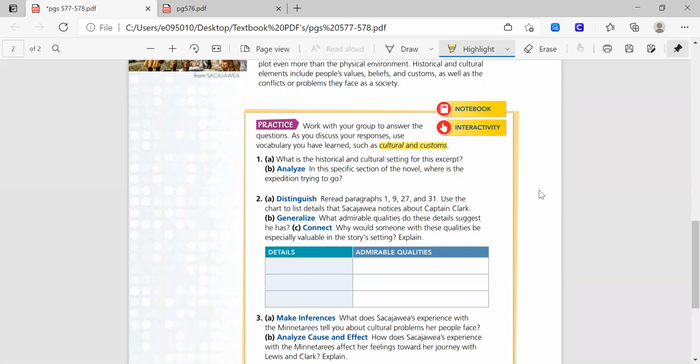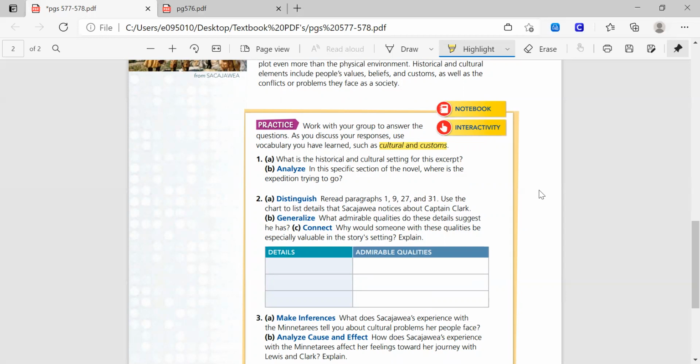And then B, analyze. In this specific section of the novel, where is the expedition trying to go? So in the excerpt that we've read, where is their expedition trying to go? You should be able to find that by reading the text.